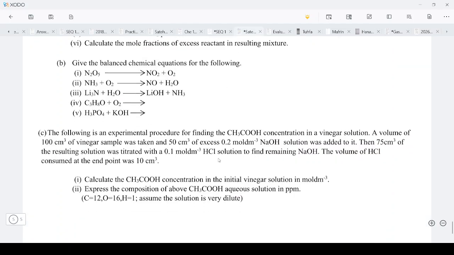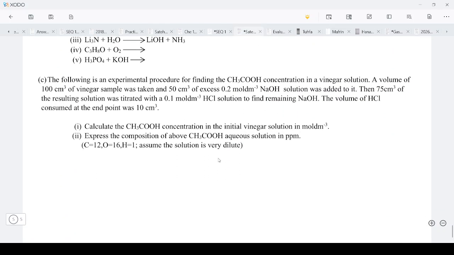And then the next one, this is another acid base sort of titration question. The following is an experimental procedure for finding acetic acid concentration. Okay, acetic acid or vinegar concentration in a solution, right? And it takes 100 cubic centimeters of sample, and 50 of excess 0.2 sodium hydroxide is added, and then 75 of that is titrated with HCl to find remaining sodium hydroxide.